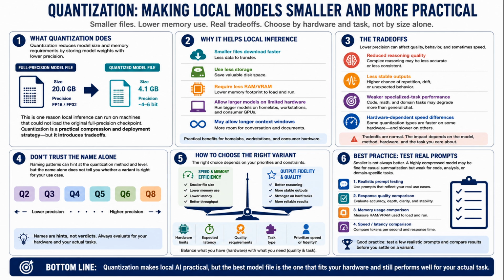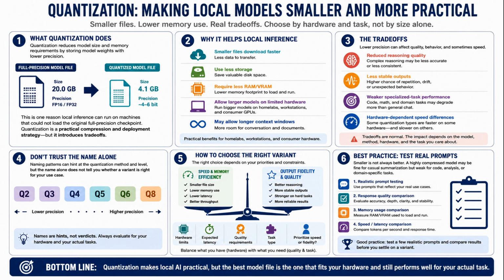Quantization reduces model size and memory requirements by representing model weights with lower precision. Instead of storing every value with high precision, a quantized model uses a more compact representation. This is one reason local inference is possible on machines that could never load the original full precision checkpoint. Quantization is a practical compression and deployment strategy, but it introduces trade-offs.